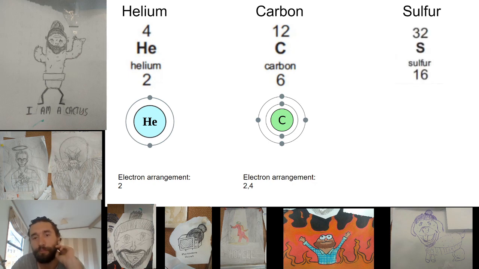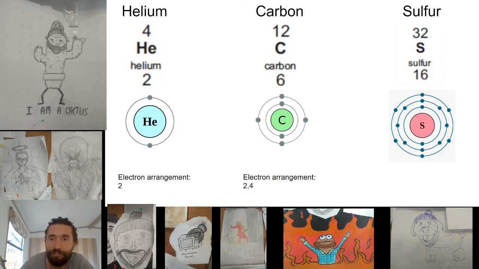And the last one here we got is sulfur. It's a bit bigger. It's got an atomic number of 16, so it's got 16 electrons. So the first 2 are going to go on the first shell. The next shell can hold a maximum of 8. So we're going to put the next 8 in there. So 2 plus 8 is 10. We have 6 more left over, so those 6 are going to go in the next outermost shell. So remember, start filling from the innermost shell to the outermost shell. So here we've got the electron arrangement of 2, 8, 6. Like that.